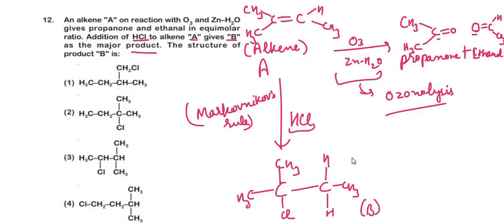Although the product in small amount can be obtained where the Cl is on this carbon where CH3 and H are present, in another case this is a major product where Cl is on this carbon where the number of hydrogen are less. So our correct option is the one where the less number of hydrogen are present. See here, option number 2 is correct. So our correct answer is 2.